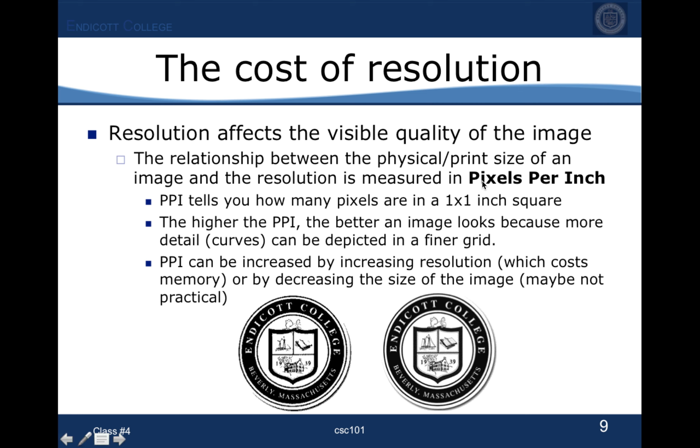Because you'd increase the PPI because it's the same number of pixels. If this is 10,000 pixels, and currently it's, I don't know, what does that look like? About 3 inches by 3 inches, maybe on my screen anyway. If I shrink that down to 1 inch by 1 inch, I'd increase the PPI because now instead of being spread out over 3 by 3 inches, it's 1 inch by 1 inch.